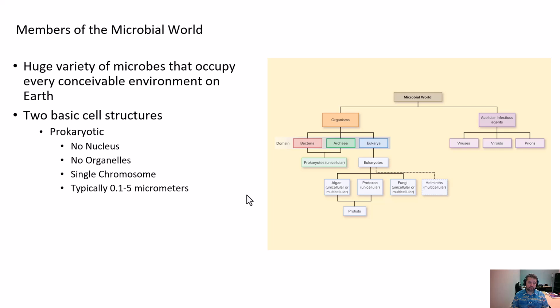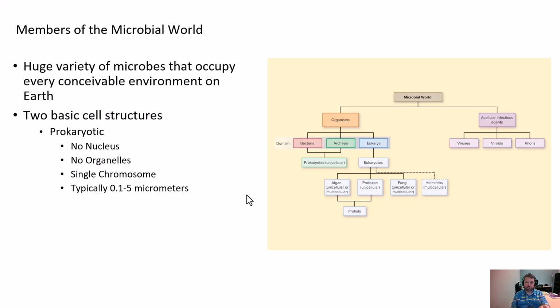They have a single chromosome, which I already mentioned. It's typically circular, or let's just say non-linear. We call it circular. It's attached end to end. They're typically fairly small, about 0.1 to 5 micrometers in size, and that makes up the prokaryotic version of microorganisms.